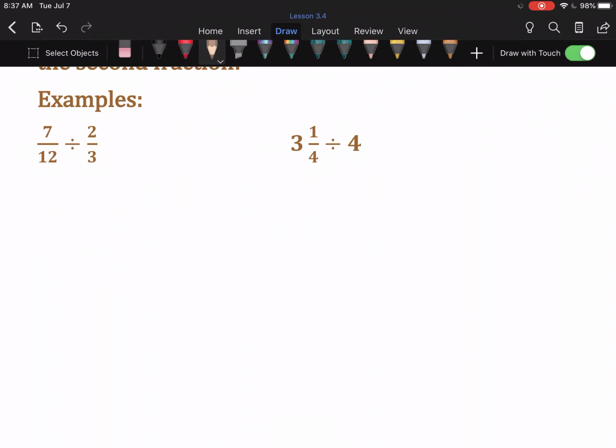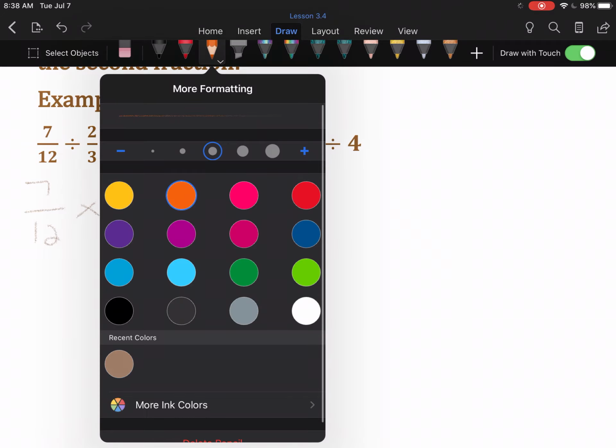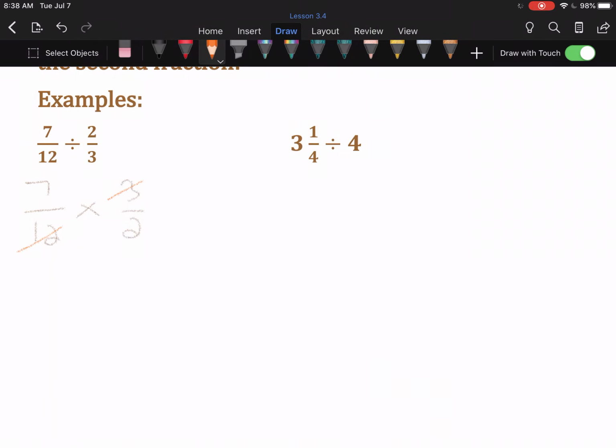So, keep the first fraction. Flip the second fraction. Change the sign to multiplication. Now we're back on last lesson. Can I simplify? Yep. 3 can go into itself once. 3 goes into 12 4 times.